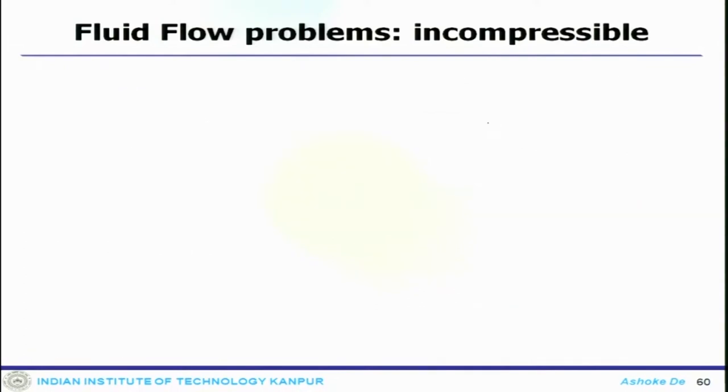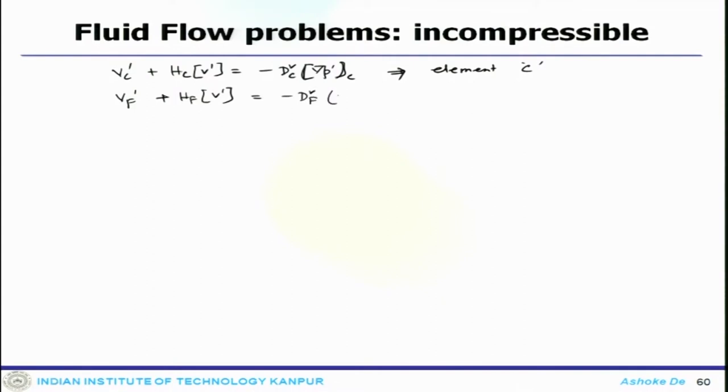So, the correction equation for the velocity would become Vc prime plus Hc V prime minus Dc V delta p prime c. So, that is the correction for the velocity field. So, this is for element C. Now, for the neighboring element F, a similar equation will be there, which is Vf prime plus Hf V prime minus Df V delta P prime F, which also holds good for element F.